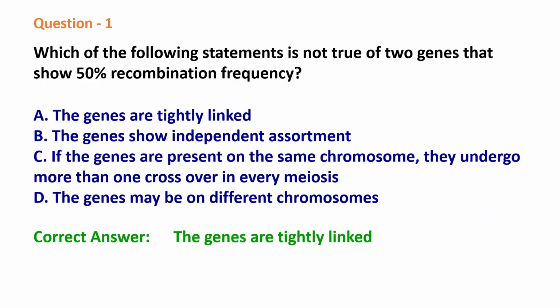We know the relationship between linkage, recombination, and the distance between the genes. Whenever the genes are close together, the chances of recombination are very less. So, here if the genes are tightly linked, that means they will not show 50% recombination.